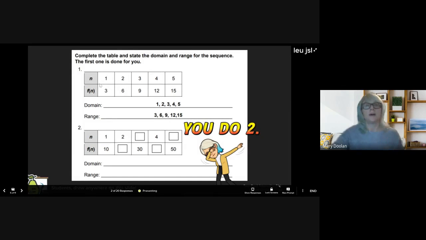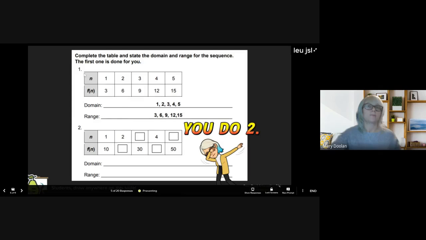For number one, we have the value of n, and then we have f of n. This looks very similar to a function table, where you have x and f of x, or x and y. But here we have n and f of n. The value of n, 1, 2, 3, 4, 5, this is actually the domain. So my domain are the numbers 1, 2, 3, 4, 5.